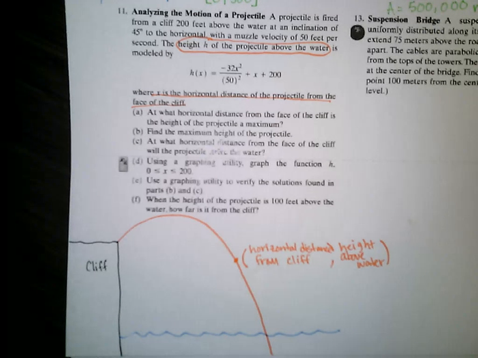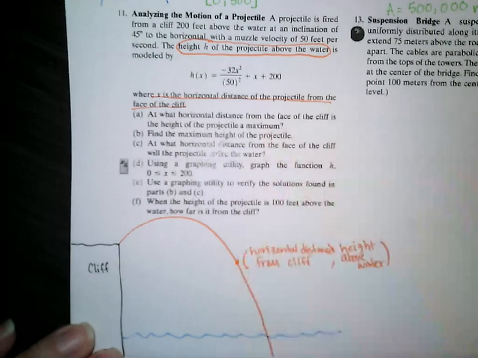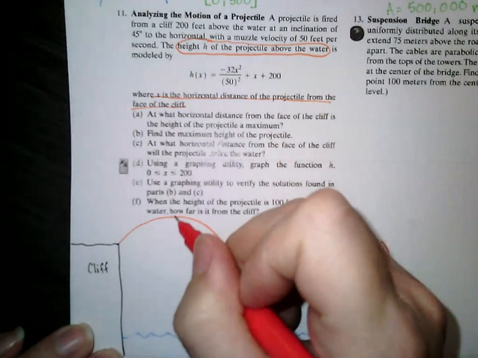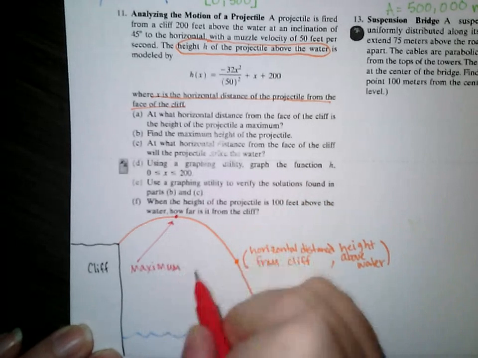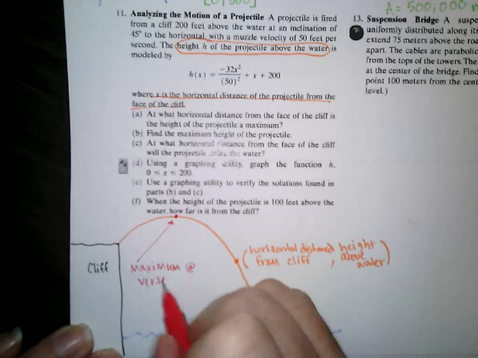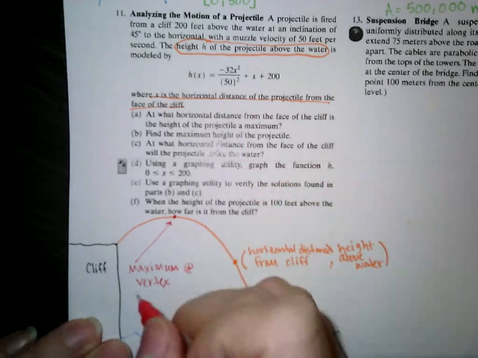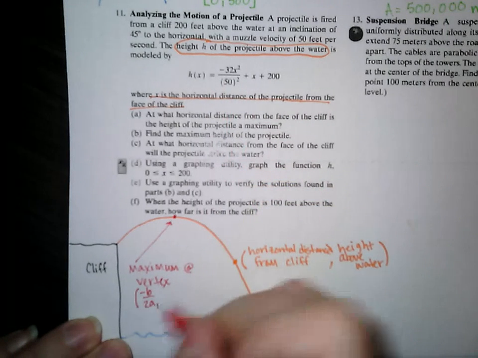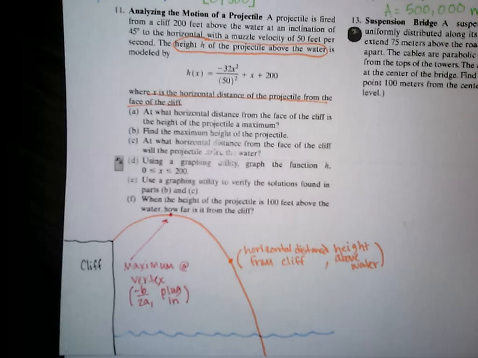At what horizontal distance, in part A, is the height of the projectile at a maximum? Well, it appears that we have a maximum right here at the vertex. And how do we find a vertex when our parabola is in standard form? We do opposite b over 2a, and then we plug that in to get the y-coordinate. We're going to do that work on the next piece of paper because it's kind of lengthy.